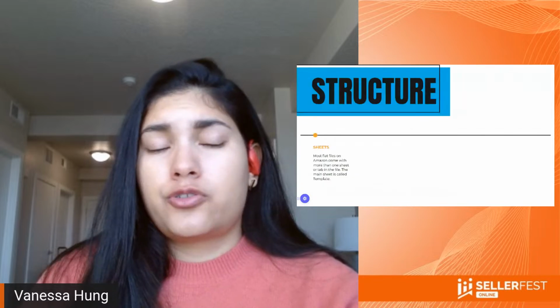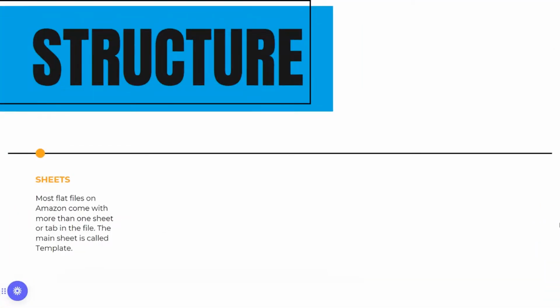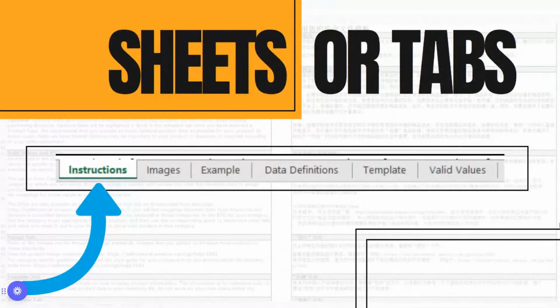So then what's the structure? We have 4 parts for it. So we have the sheets, or tabs. When you open this file, you will see that there are different types. So we have instruction, images, examples, valid values, and template. Template is the most important one. Template is the one that you're going to be working on. Okay, so that's where everything happens. All of the other ones are complementary to a template.